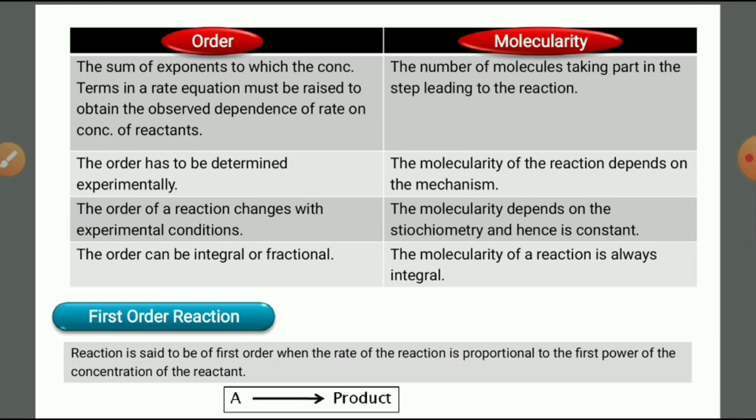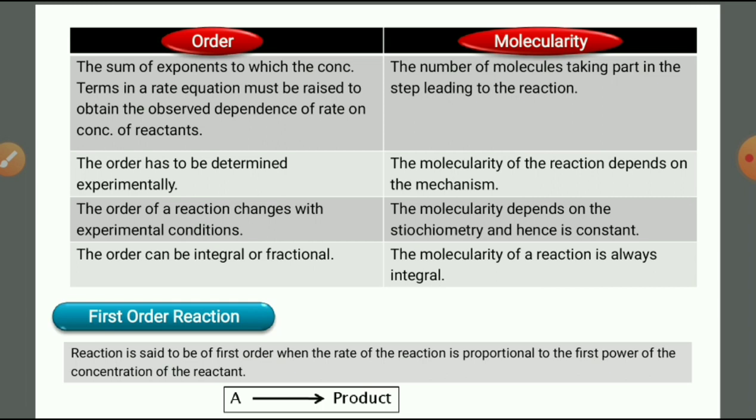While the order of reaction changes with the experimental conditions. Depending upon the experimental conditions, the order changes, while the molecularity depends upon the stoichiometry and hence is a constant, because the number of molecules which are taking part in the mechanism is always constant.